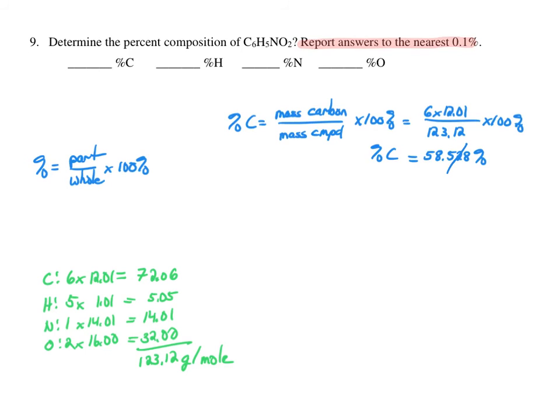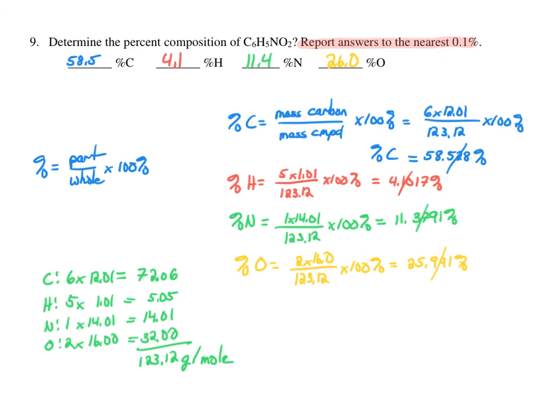We make sure that we round to the nearest 0.1%, and this is 58.5%. We'll continue with the other elements. And we're done.